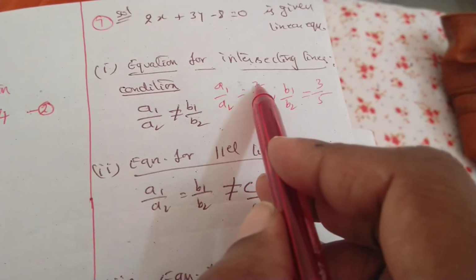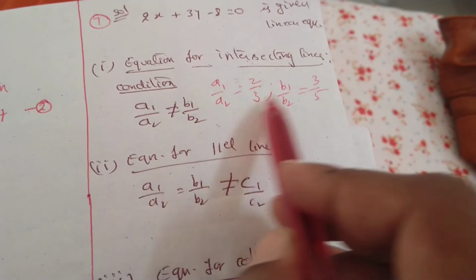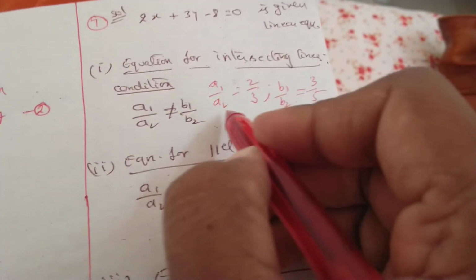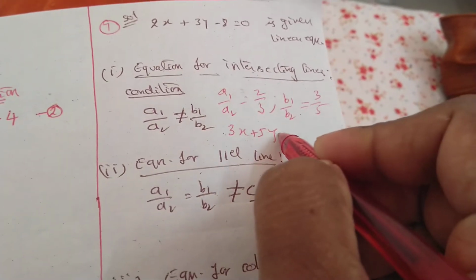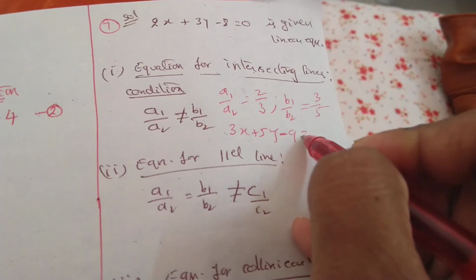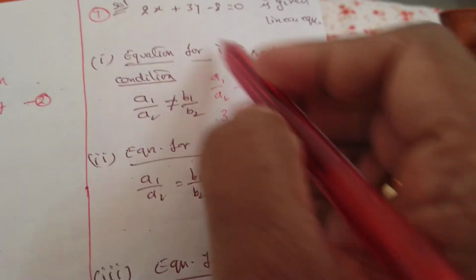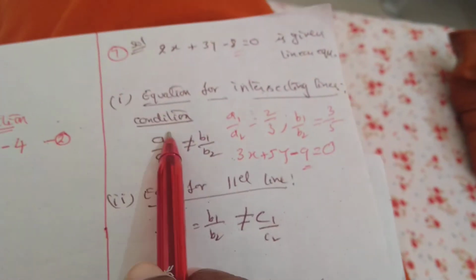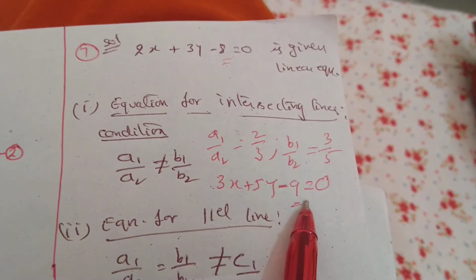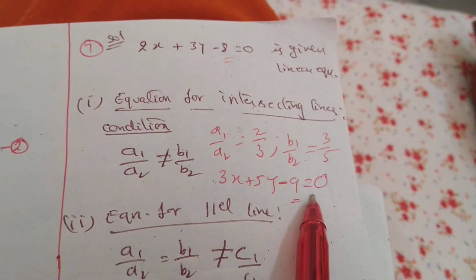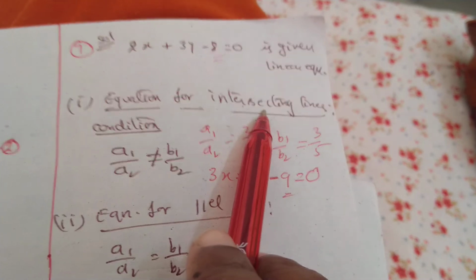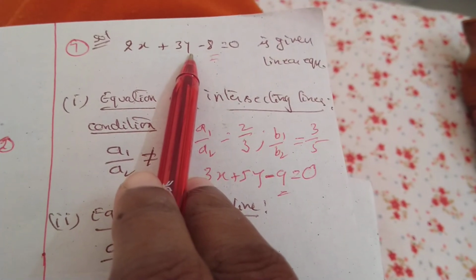So now I know the A1 and B1 values. Now the A2, B2 values are 3 and 5. So it's up to us: 3x plus 5y minus 9 is equal to 0, because there is no condition given for the constant in case of intersecting lines. So therefore I can take anything here. So 3x plus 5y minus 9 is equal to 0 is the equation which is an intersecting line to this particular given equation. Clear, children?